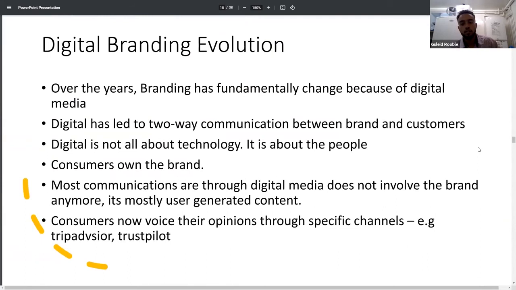So digital branding evolution. Over the years, it has evolved, revolutionized, changed. Now we had Web 2.0, now we have Web 3.0. What customers are saying about your brand will develop over time as your brand evolves as well. So digital is a two-way communication. For instance, if your customer is messaging you, you will need to message back and have that communication regularly. Most communications are through digital media, and your customers can leave comments and reviews of your products.